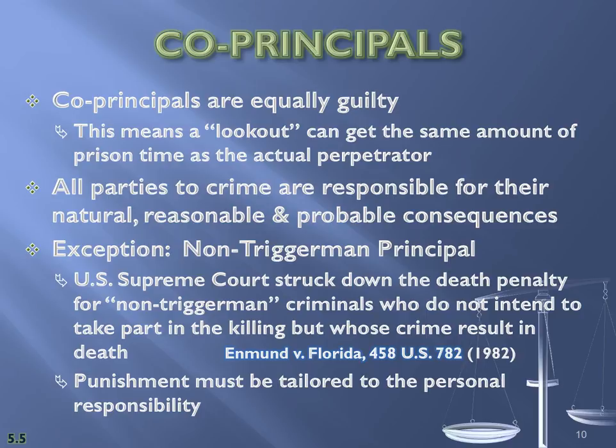So co-principals are equally guilty with an exception, that non-triggerman principle. Again, the U.S. Supreme Court struck down the death penalty for a non-triggerman criminal who did not intend to take part in the killing, but whose crime resulted in death. Now, they can still be prosecuted, so don't confuse that. But if these elements fit, they're not going to get the same as the trigger man, if that's the easiest way to say it. In this Edmond decision, there was a question of intent that overturned the death penalty imposed on the Florida death row inmate Earl Edmond for participation in a robbery during which an elderly couple was killed.